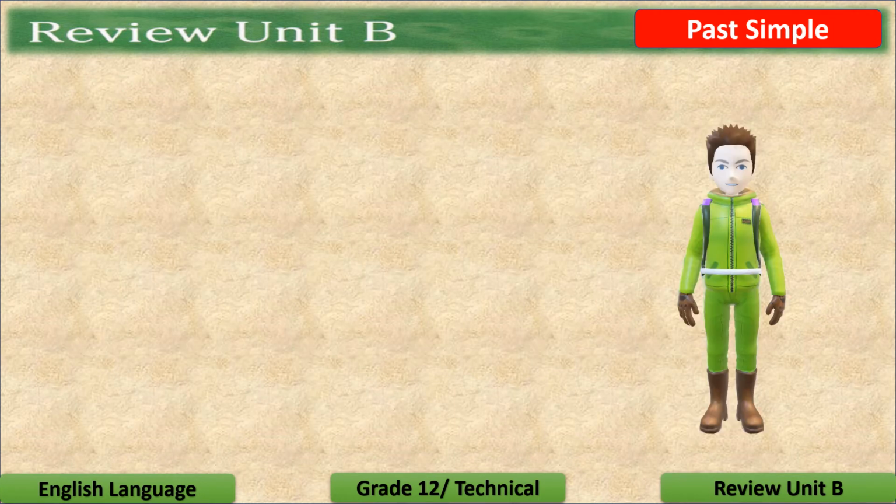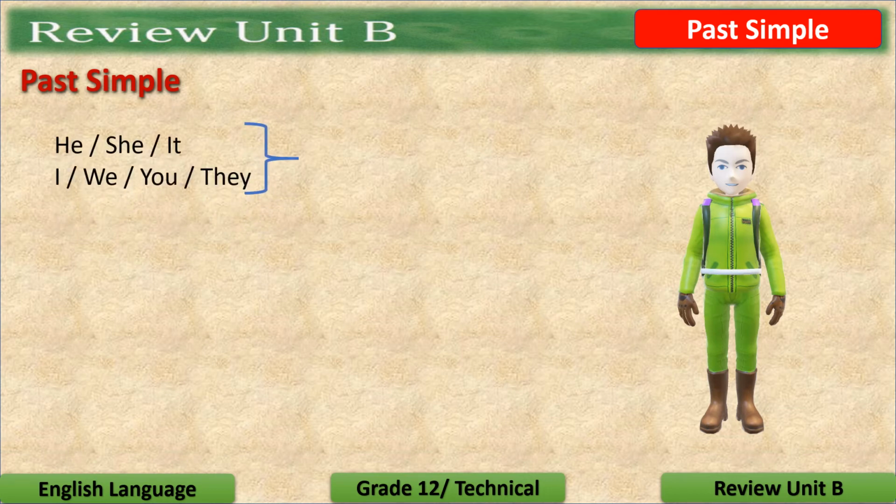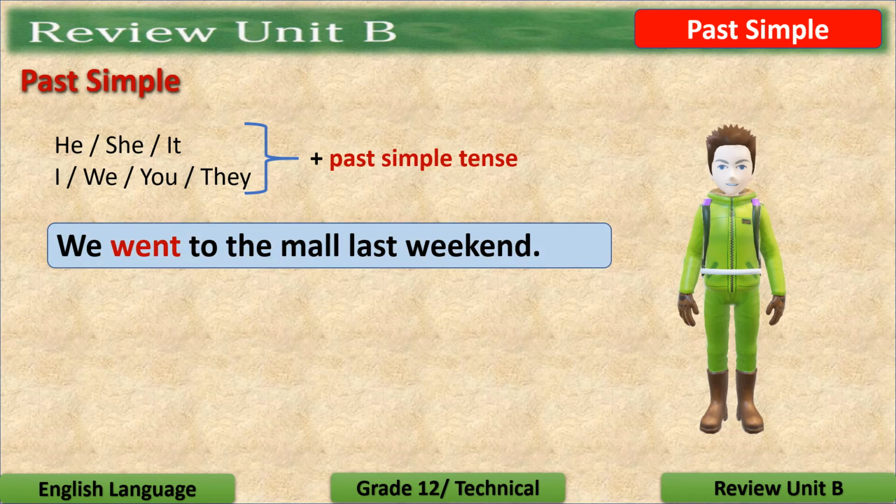Dear students, let's now move to the second objective in our lesson for today, the past simple tense. In the past simple tense, we use the past form of the verb with all pronouns or nouns, whether singular or plural. So we have, for example, he, she, it, I, we, you, they. They are all followed by the past simple tense. Like the example, we went to the mall last weekend.